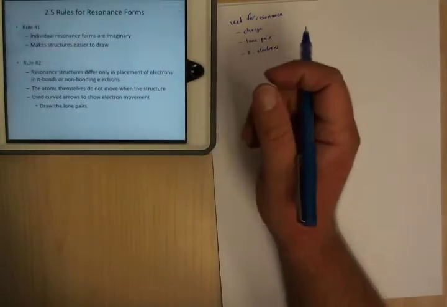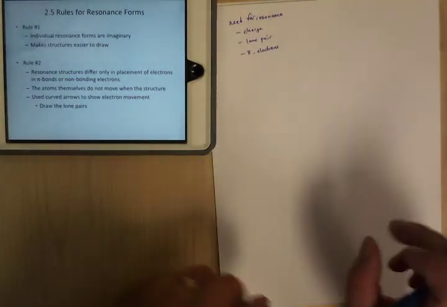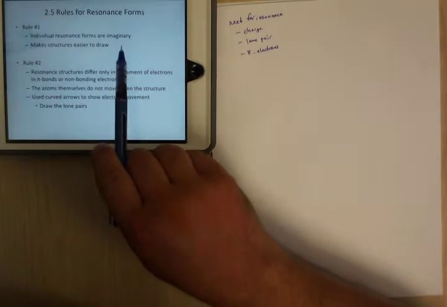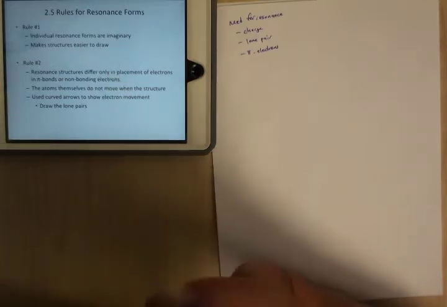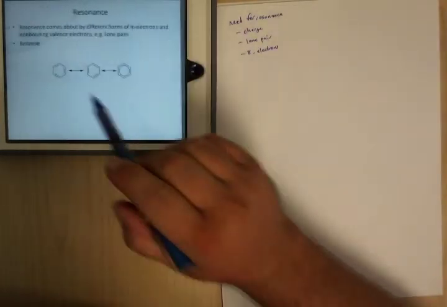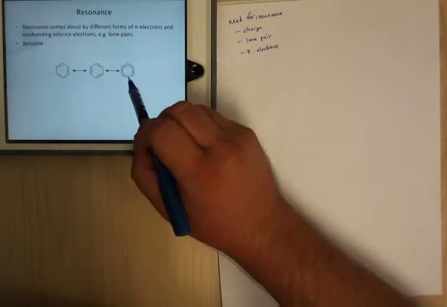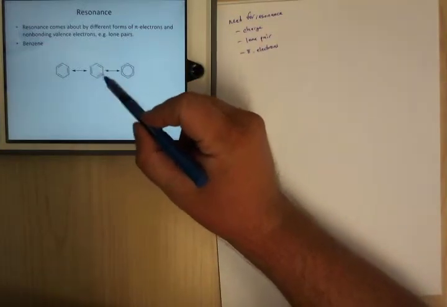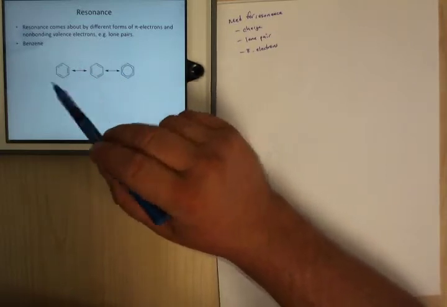Okay, so rules for resonance. We're going to draw these so we can see each individual structure, but in fact, the individual forms are imaginary. It just makes them easier to draw. So be aware that it's not really any one individual one. Benzene is not really this, nor is it this. It's actually this, but it's easier to visualize if we draw it one of these different ways. But these two things are equivalent to each other for just benzene.